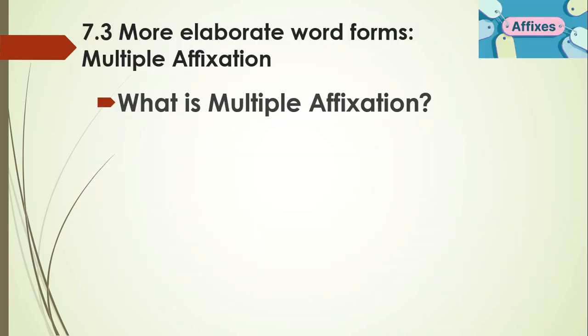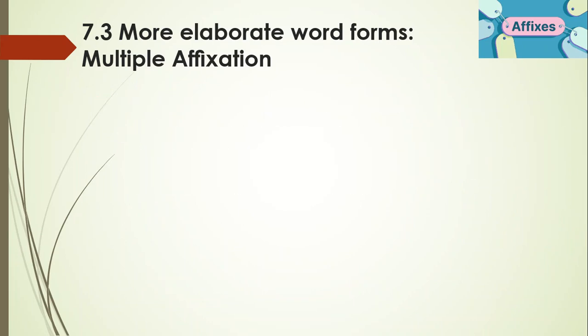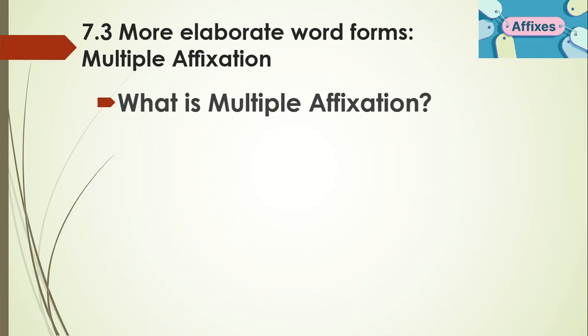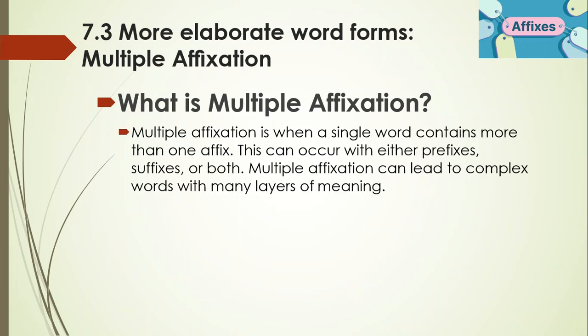Okay, more elaborate word forms is multiple affixation. What is multiple affixation? I searched Google, and multiple affixation is when a single word contains more than one affix. This can occur with either prefixes, suffixes, or both. And multiple affixation can lead to complex words with many layers of meaning.